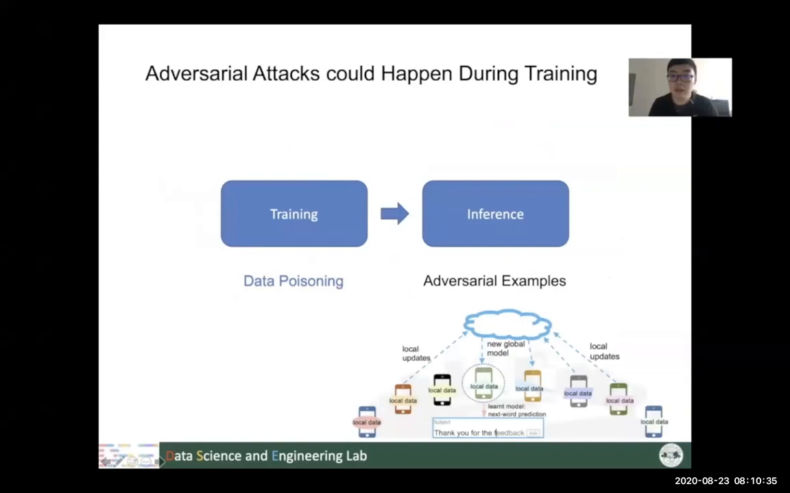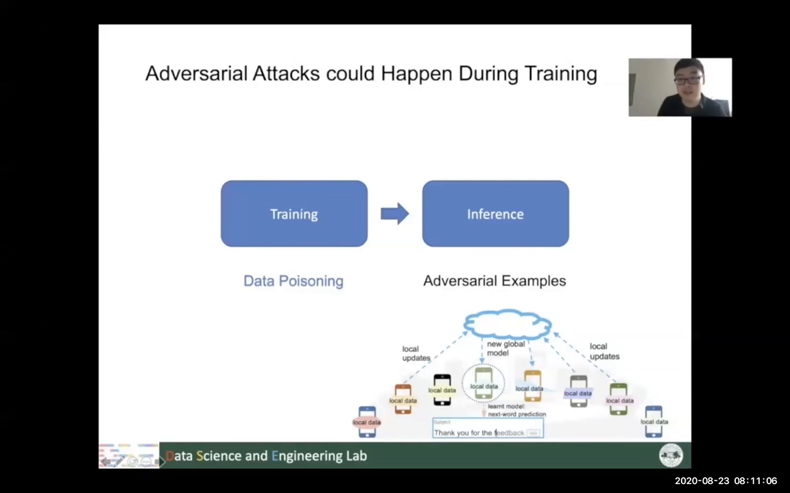And another thing is that the adversarial attacks we just talked about mostly come from the testing time of the model. However, it can also happen during the training time. It is because sometimes we want our trained model to have a very good performance, so we usually collect a lot of data from outside resources. For example, some mobile phone applications just collect their users' data.